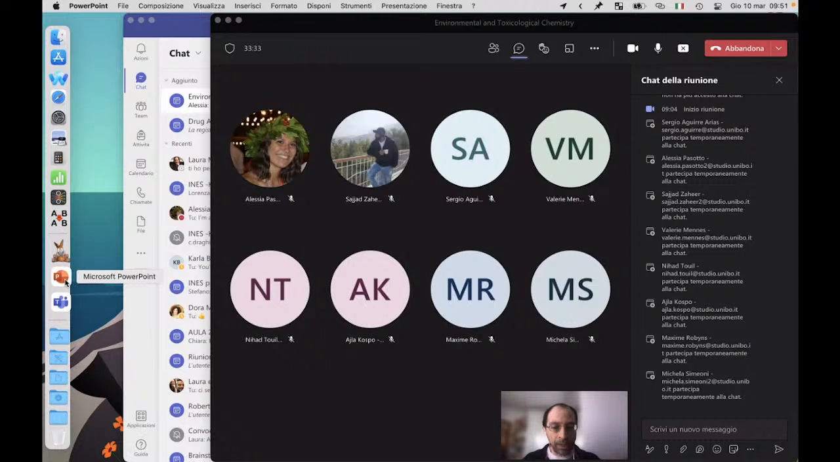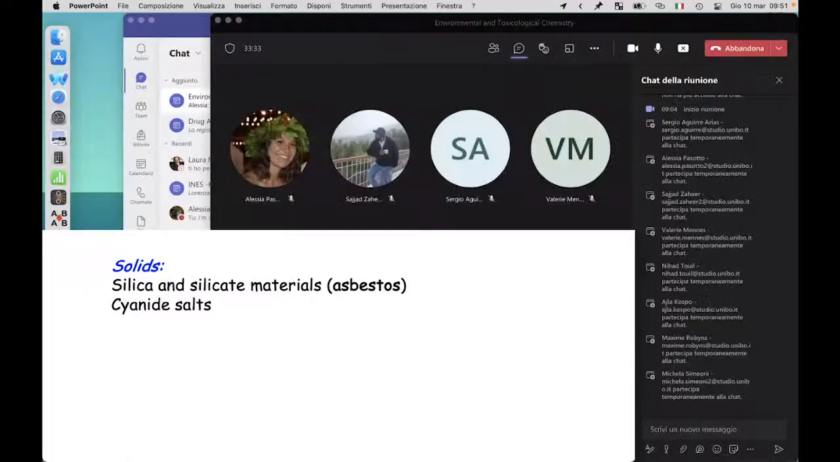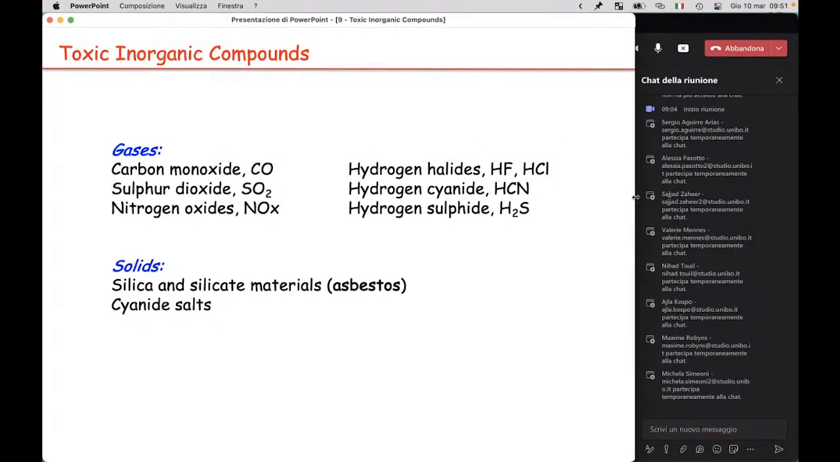Okay, now we have started with elements, which are, of course, the simplest form of chemical compounds. Now we go one step up in complexity, talking about inorganic compounds. So it is matter made from more than one element. In particular, we will see the toxicity of a few gaseous and a few, just two, in fact, solid inorganic compounds.